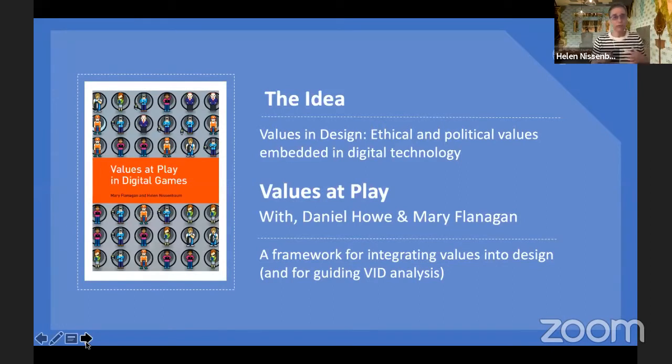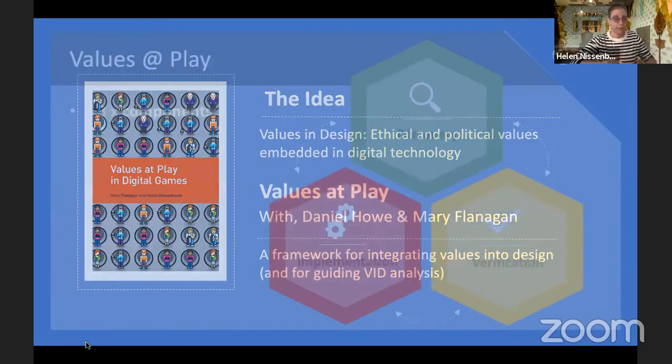And it assumes that it's useful for two things. One is to take into consideration existing technologies and try to analyze or read values into those technologies. And the other is to suggest that conscientious technologists who are interested can take ethical and political values into consideration when they design and develop technologies. And this framework, values at play, suggests a collaborative approach to doing this.